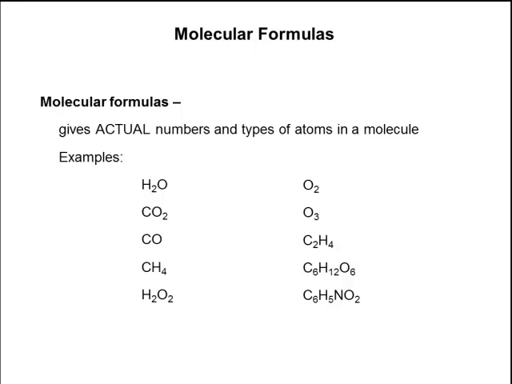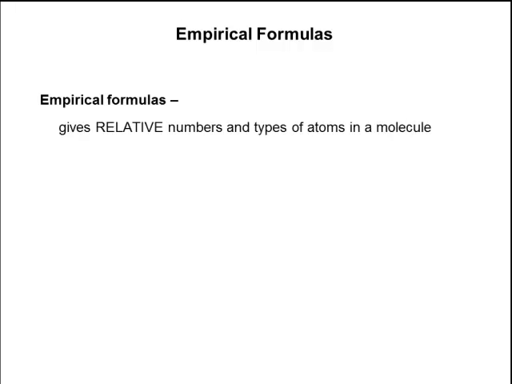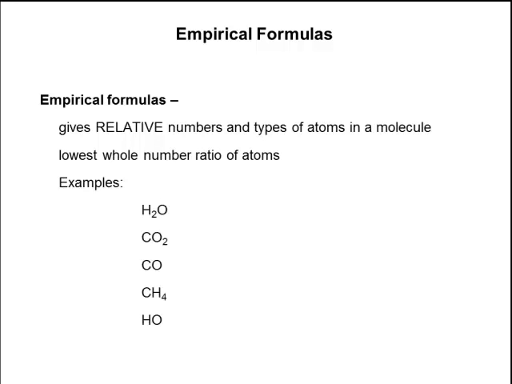Now, a different type of formula is something called an empirical formula. An empirical formula is going to give the relative numbers and types of atoms in a molecule. So an empirical formula is also going to give us the lowest whole number ratio of the atoms. So let's look at some examples of this.